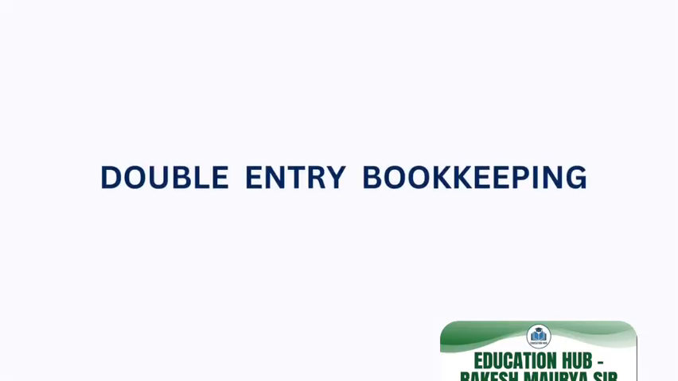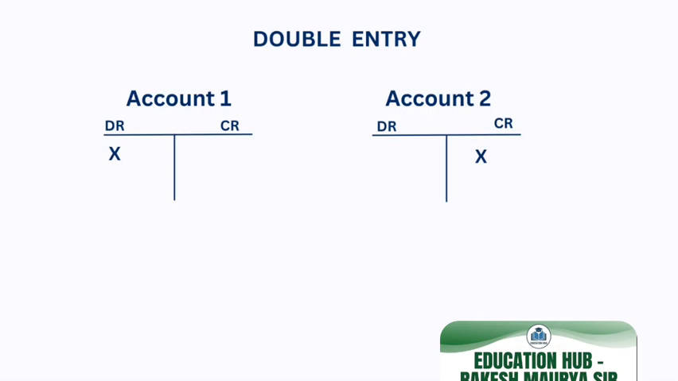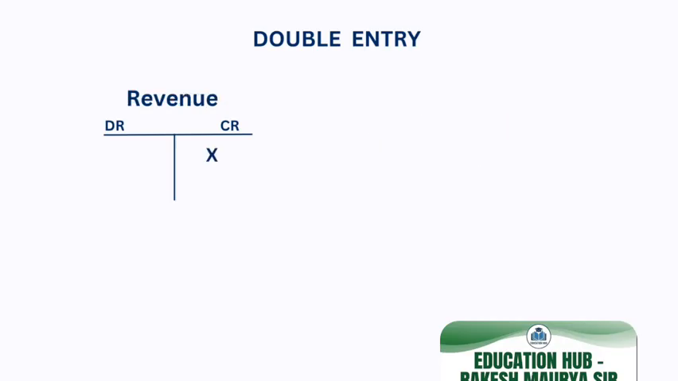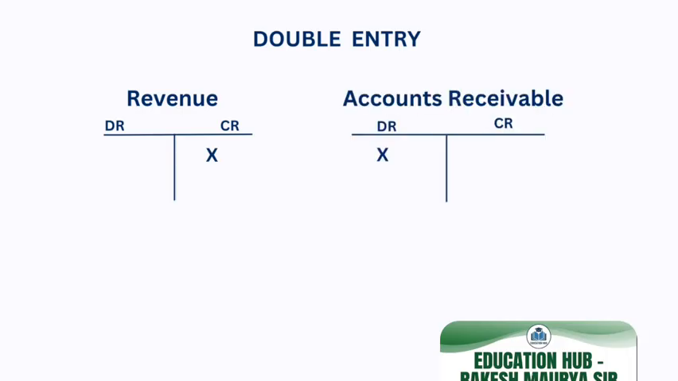Accounting uses something called double-entry bookkeeping. Each transaction affects at least two accounts in the accounting system. One account is debited, another account is credited, and the total debits must always equal the total credits. For example, when a business makes a sale, revenue increases and either cash or accounts receivable increases. This is the foundation of double-entry accounting, where every transaction has two sides that must stay balanced.